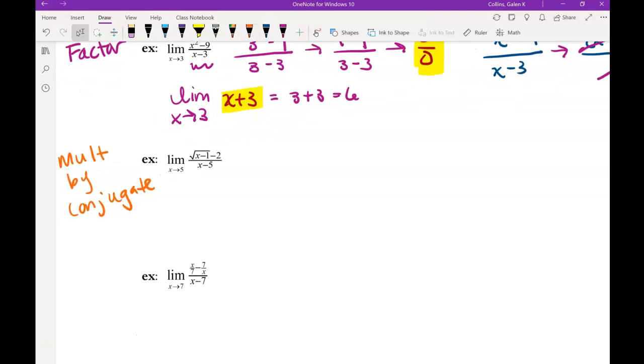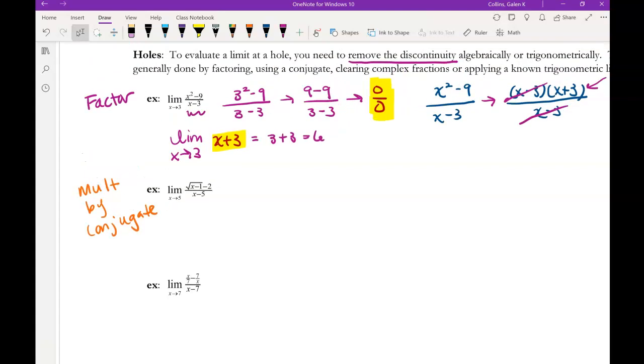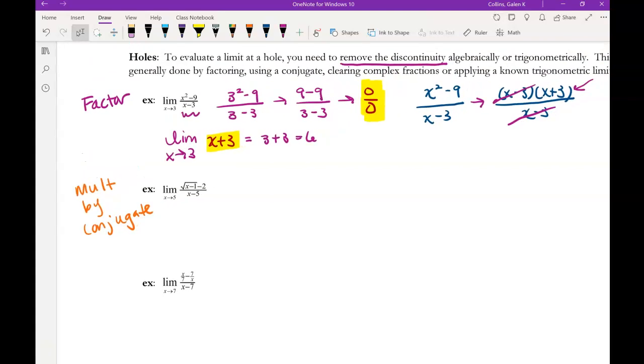All right, so if I am dealing with this function, again, let's pretend that we don't know that there's a hole there at x equals 5. So the first thing I'm going to do is plug 5 in for x. So the square root of 5 minus 1, all of that minus 2, over 5 minus 5. Well, the square root of 5 minus 1, or the square root of 4, is equal to 2. So our numerator becomes 0, as does our denominator, yielding 0 over 0.